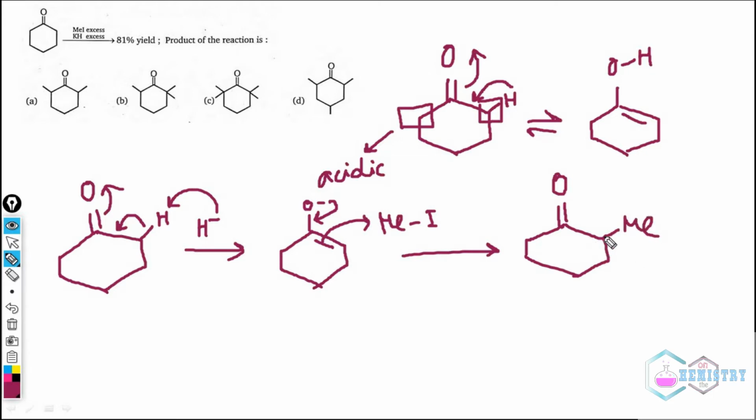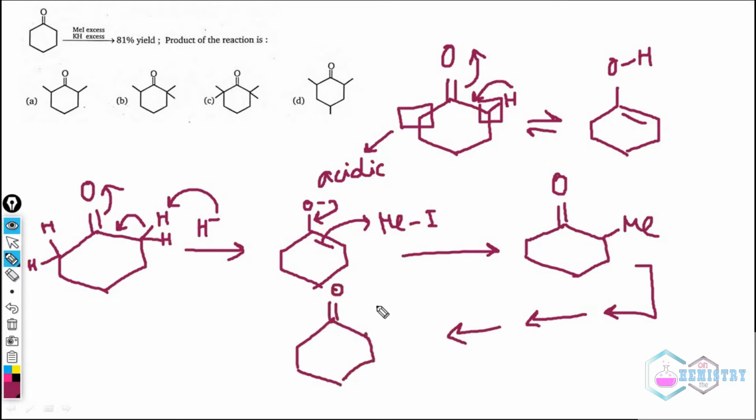And this process will repeat itself 3 more times, because here are 2 hydrogens and here are also 2 hydrogens. That means a total of 4 hydrogens, and all 4 hydrogens will be replaced by this process and the product will be like this: methyl, methyl, methyl and methyl. So option C here is our correct answer.